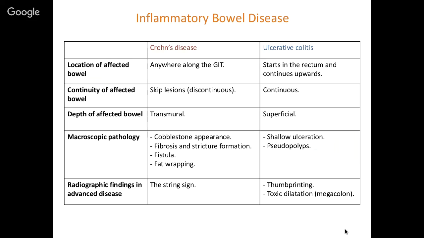In terms of radiology, in advanced disease, you can get a string sign, which is pretty self-explanatory. It just has to do with stricturing. And in ulcerative colitis, you can get thumbprinting. And one of the complications is toxic dilatation, which we'll talk about now.